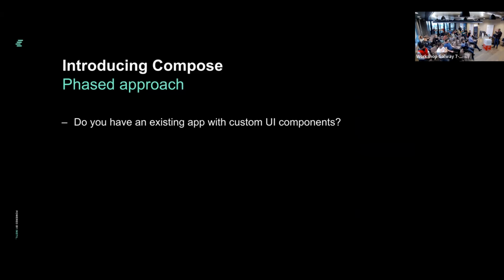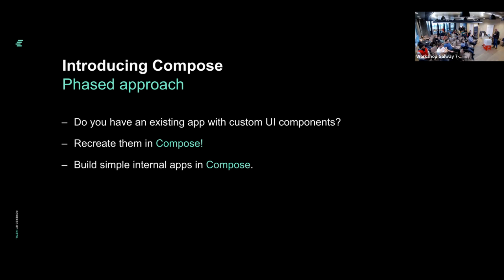We didn't take this approach. I wish we did, but you learn. So this is a rhetorical question. Of course you do. Of course you've got some custom UI going on. So why don't you try, if it's in XML, if it's programmatically in Kotlin, why don't you redo it in Compose and maybe make a gallery app of all your custom components?